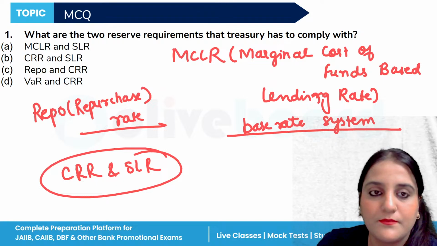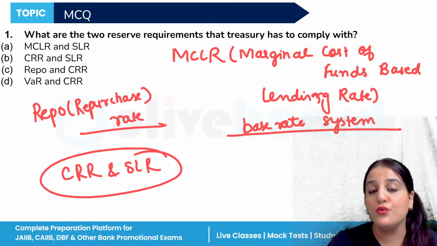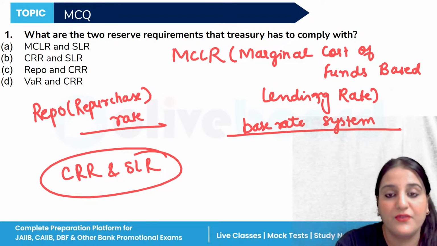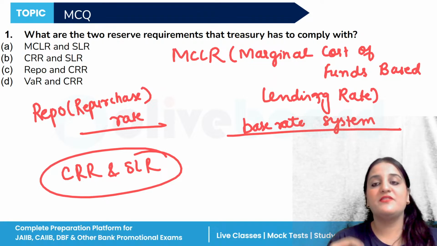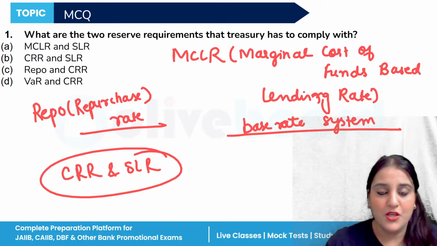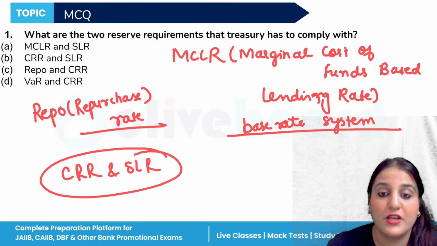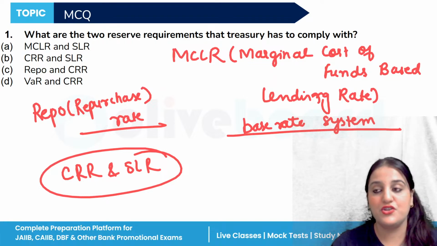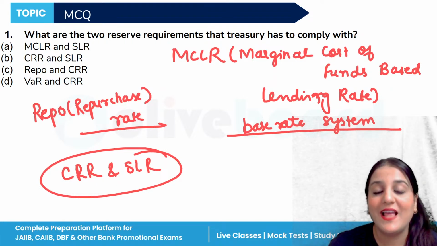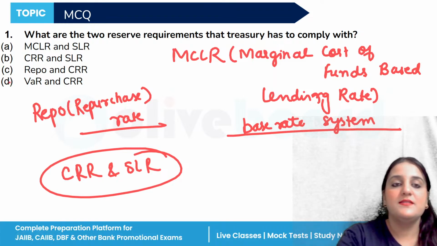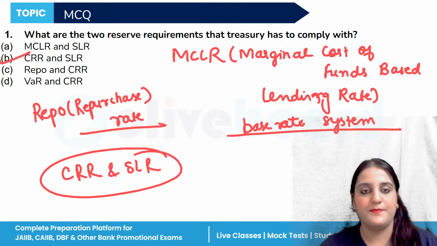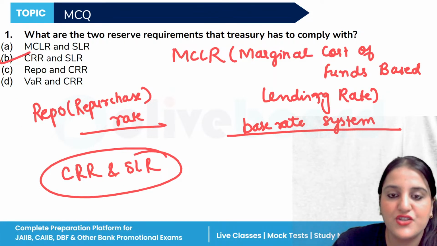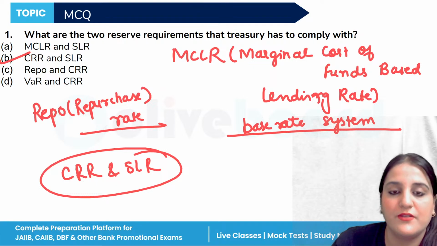And if we talk about the two reserve requirements that treasury has to comply with, the two key reserve requirements which are used to control liquidity in the economy and ensure the financial health of banks are CRR and SLR: cash reserve ratio and statutory liquidity ratio.